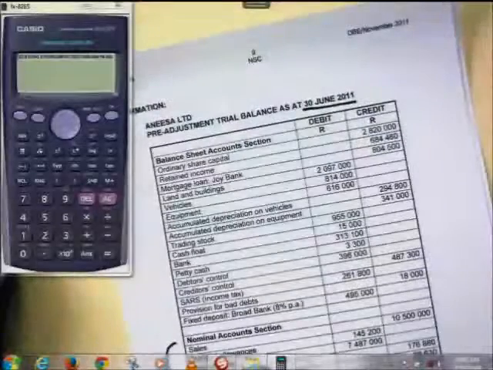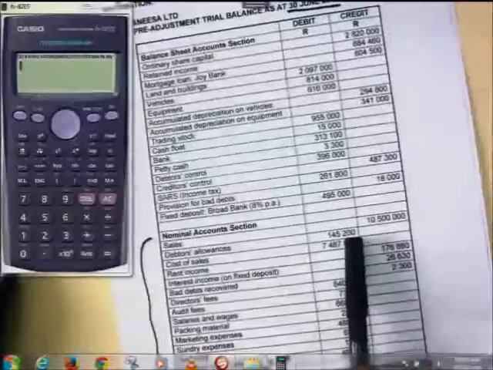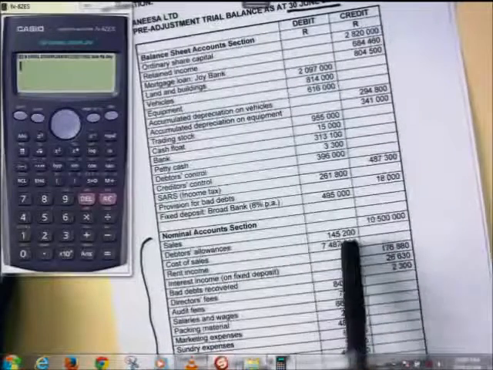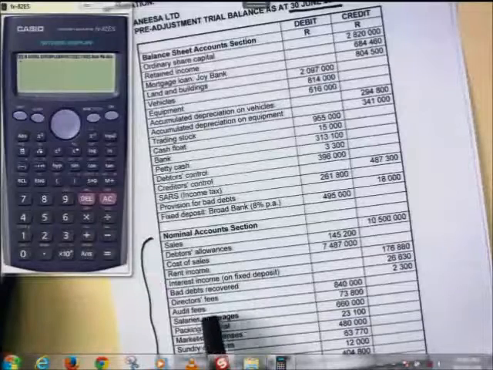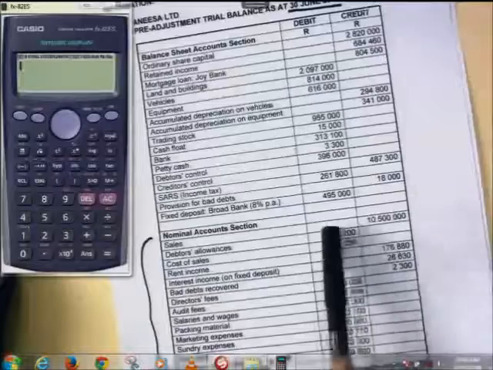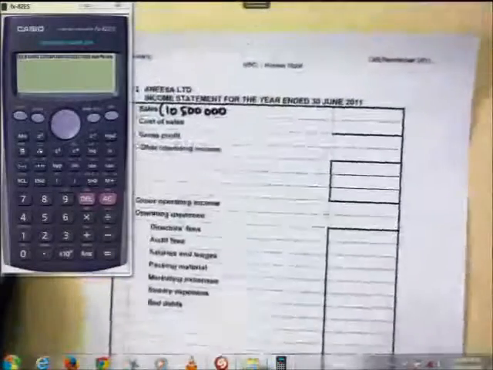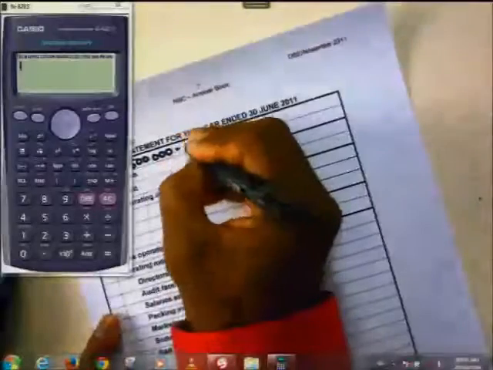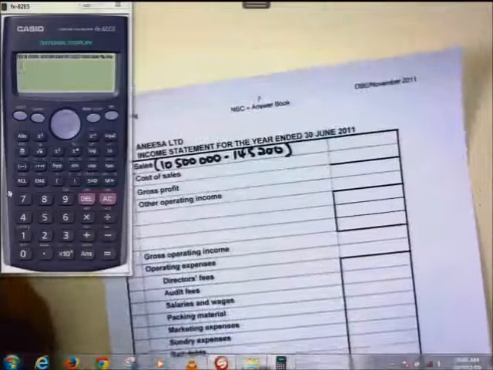And then what are you looking for? You are looking for the debtors allowances. It's there. Remember, debtors allowances decreases sales. You cannot write the debtors allowances as part of the operating expenses because it reduces sales. So where you write the sales amount, you must subtract debtors allowances. So we'll say minus our debtors allowances, that is minus 145,200. And then if you calculate there, you'll get 10 million.